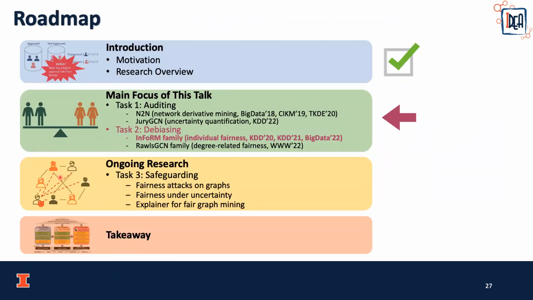As a mini summary, in this work, we use Jackknife resampling to estimate the node uncertainty from a frequentist perspective. Then we also leverage the influence function to further improve its efficiency. In the next part, I will introduce two works on the debiasing task. The first work I'm going to introduce studies individual fairness on graphs.